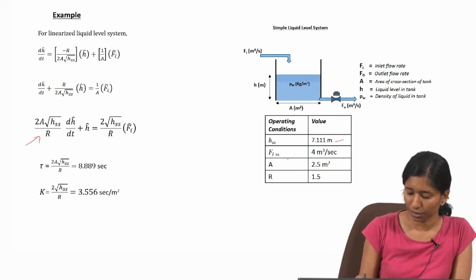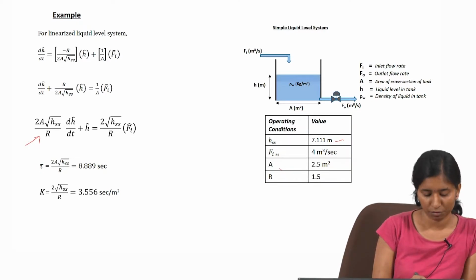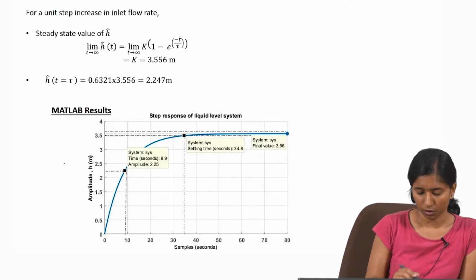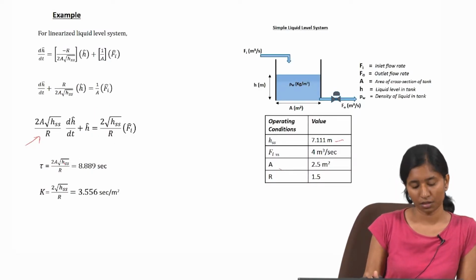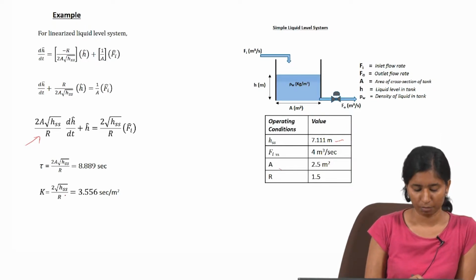And if we substitute the values from this table, we can find the expression for time constant tau as 2 times a times root hss divided by r, and the expression for process gain as 2 times root hss by r. If we substitute the values from this table, we will find the time constant of this particular liquid level system as 8.889 seconds and the process gain as 3.556 seconds per meter square.